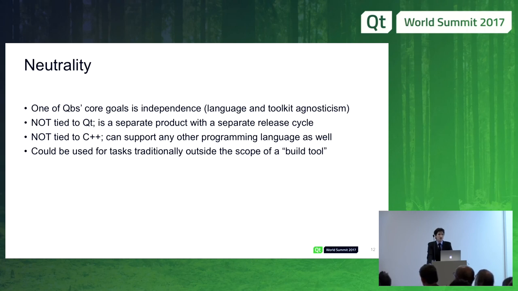It could also be used for tasks traditionally outside the scope of a build tool. One of our contributors described Qbs generically as an artifact pipeline manager, which I thought was kind of interesting. Maybe graphic designers or visual artists could use it to apply operations on design content, for example. You could say, convert PSDs to a series of PNG files and so on, and then you could deliver that to your development team to add into the final product.